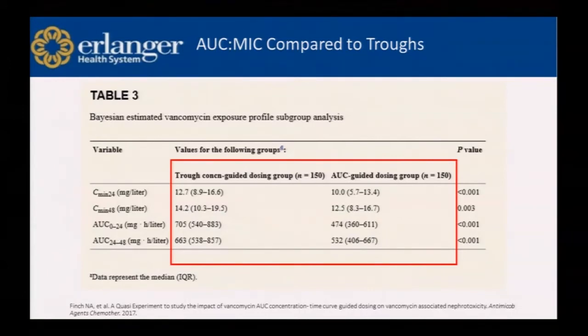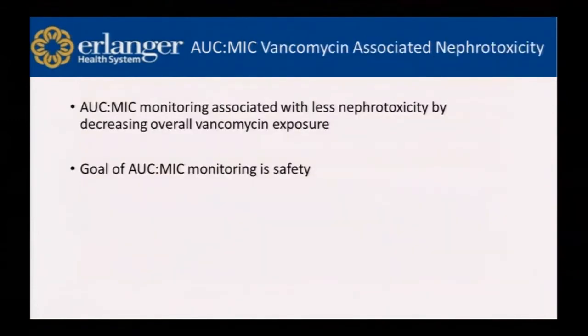And same thing with AUCs. They were higher in the trough dosing group compared to the AUC-guided dosing group, with an AUC at 24 hours of 474 in the AUC-guided dosing group and 705, which is outside the guideline recommended range, in the trough-guided dosing group. So again, just to reiterate, what I want you to take from this study is that trough-based dosing is associated with higher troughs and higher AUCs, which are both associated with higher risk of nephrotoxicity. Which is kind of stated here for you.